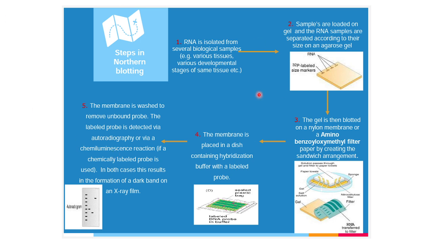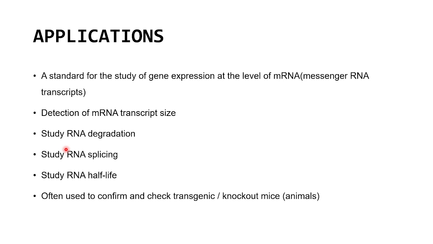So you see, you have similar diagrams like over here. The RNA is isolated from the biological samples. Then you run it on the gel. You see, you have 32P labeled size markers. Then they are separated on the agarose gel according to their size. You transfer it onto an aminobenzyloxymethyl filter paper by creating the sandwich arrangement. It's then placed in a dish containing the hybridization buffer with the labeled probe. Then comes the detection technique.